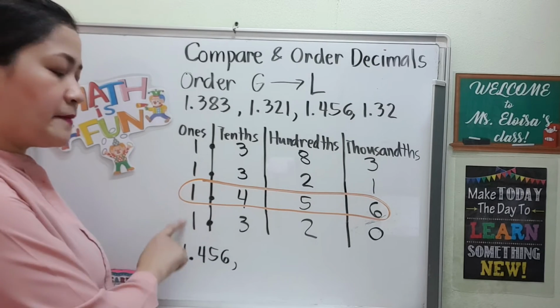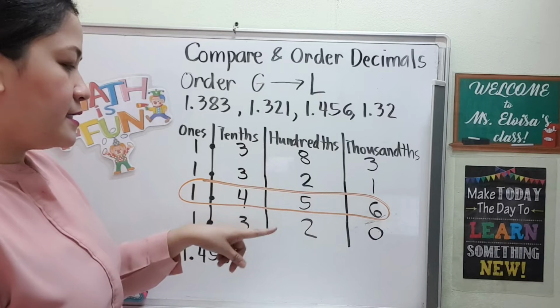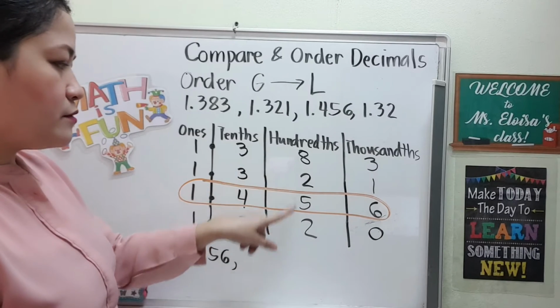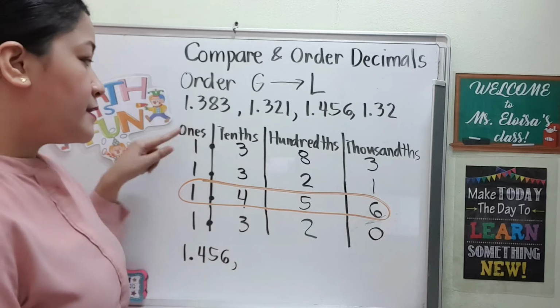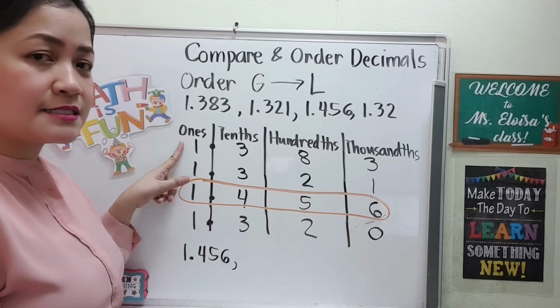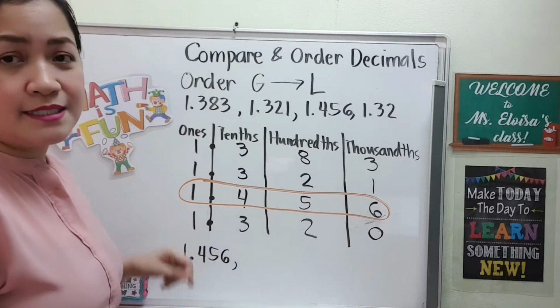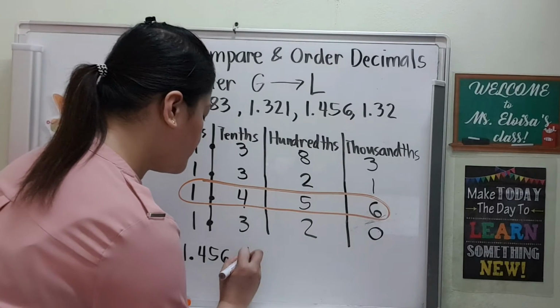Now we will be comparing the 3 remaining numbers. So let's proceed to the hundredths. We have here 8, 2, and 2. Since we know that 8 is greater than 2, then that means 1 and 383 thousandths is the greatest among these 3 remaining numbers. So we can write it now.